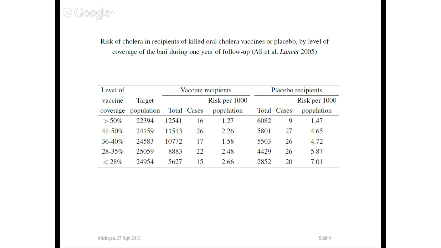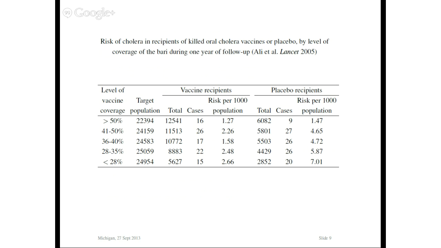And these were the results that they got. So for example, in the first row here, this is amongst people who live in Baris where there's at least 50% vaccine coverage. And they found that the incidence of cholera was about 1.3 cases of cholera per 1,000 person years amongst individuals who'd been vaccinated, compared to 1.47 cases of cholera per 1,000 person years amongst people who weren't vaccinated.